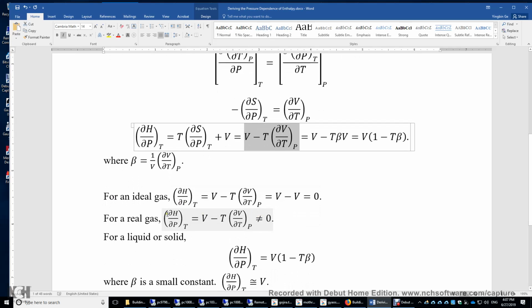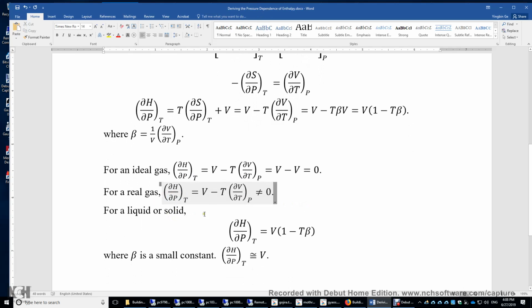For real gas, enthalpy does depend on pressure, but to evaluate this, we need the equation of state. For example, given the van der Waals equation of state, we just plug in the function of volume as a function of temperature, and then we evaluate this first derivative, do a multiplication, and usually for a real gas, this ∂H over ∂P is non-zero.